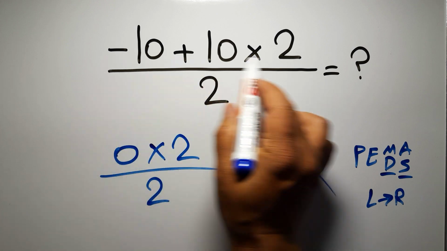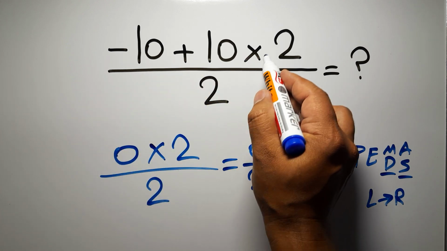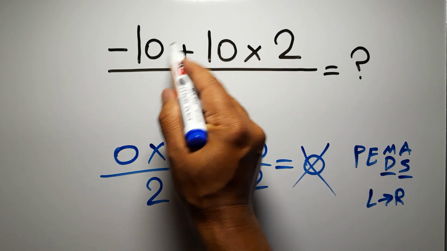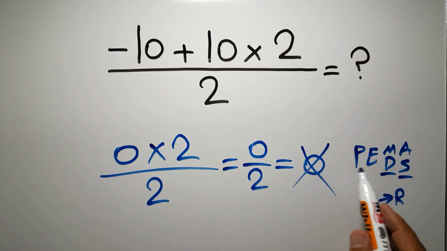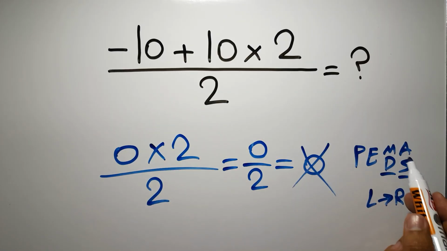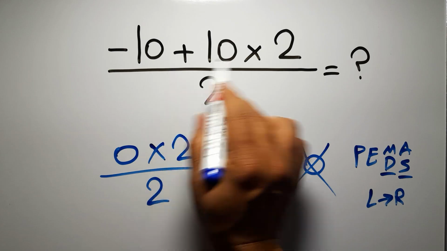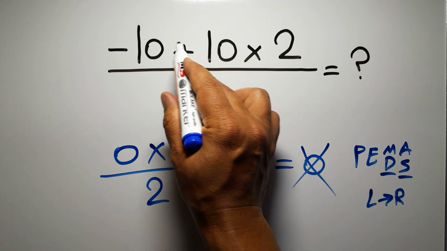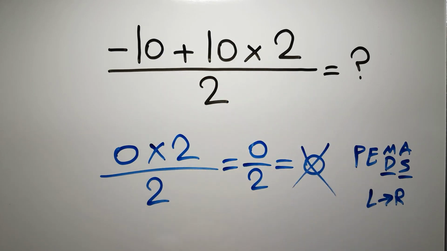Here in the numerator, first we have to do this multiplication, not this addition. Because in PEMDAS, multiplication comes before addition. So here, if you do this addition before this multiplication, it is wrong.